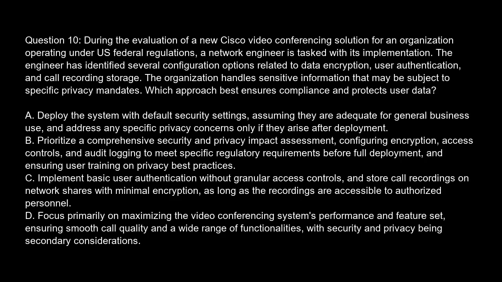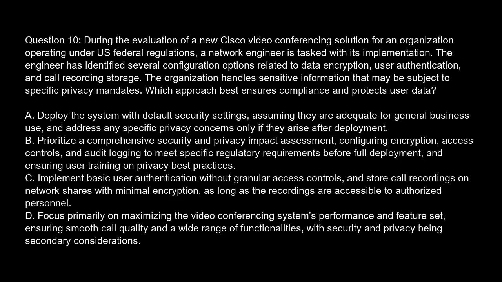Option A. Deploy the system with default security settings, assuming they are adequate for general business use, and address any specific privacy concerns only if they arise after deployment. Option B. Prioritize a comprehensive security and privacy impact assessment, configuring encryption, access controls, and audit logging to meet specific regulatory requirements before full deployment, and ensuring user training on privacy best practices.